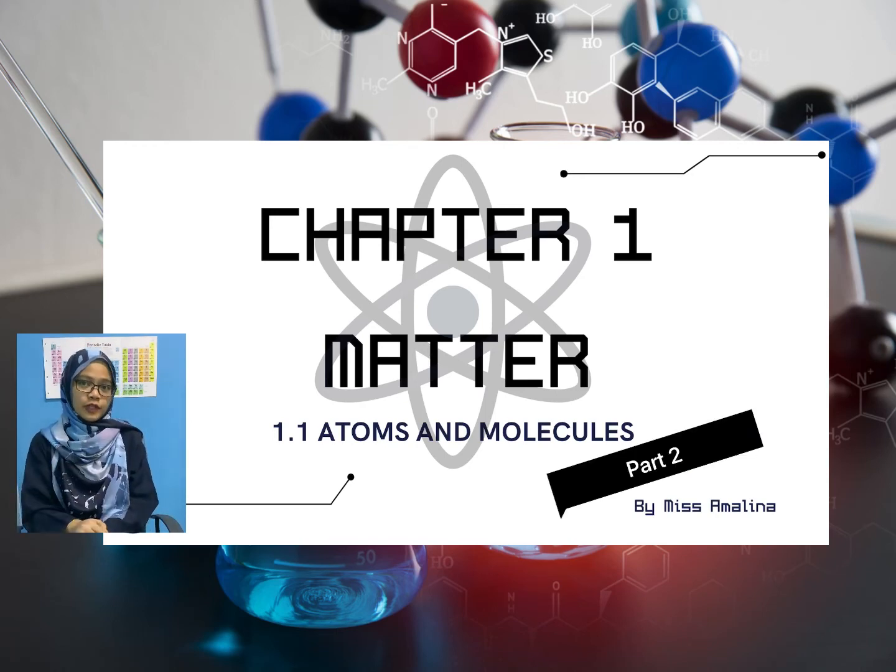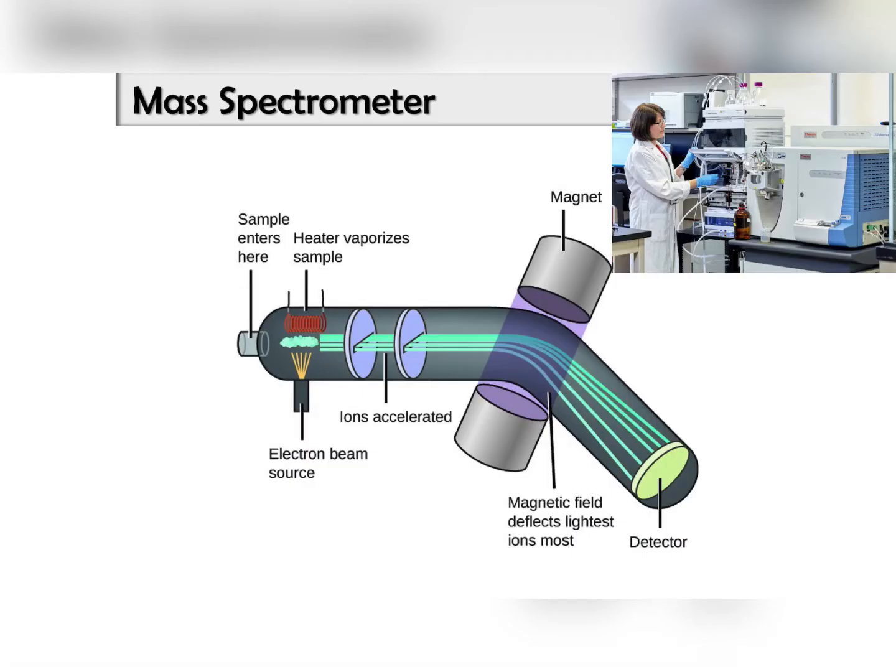So for this video, it is the continuation from the first part of chapter 1. So this is the second part for subtopic 1.1, atoms and molecule. Now let's have a look at the mass spectrometer.